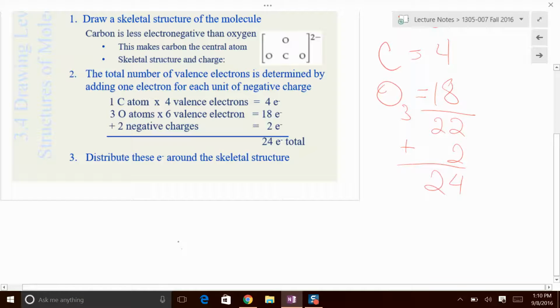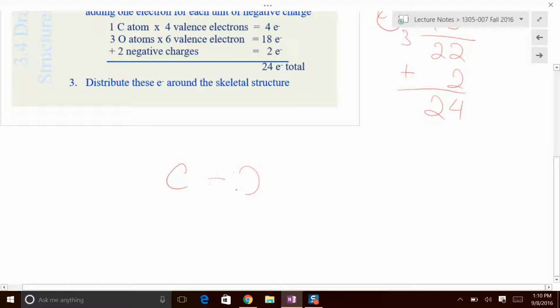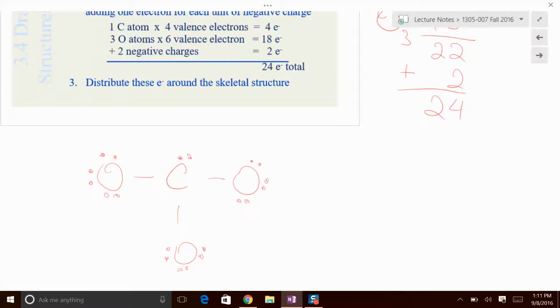So I started out with carbon surrounded by 1, 2, 3 oxygens. I make my bonds. I show the lone pairs. Everything has 8 electrons on it. 2, 4, 6, 8. 2, 4, 6, 8. Everything has 8. How many total electrons are in this structure?